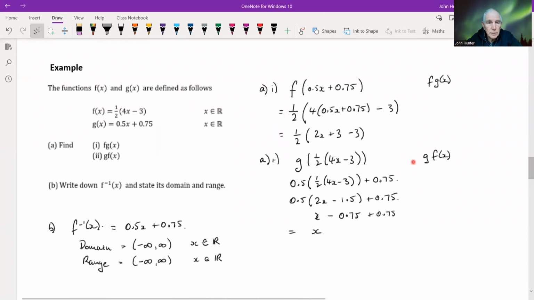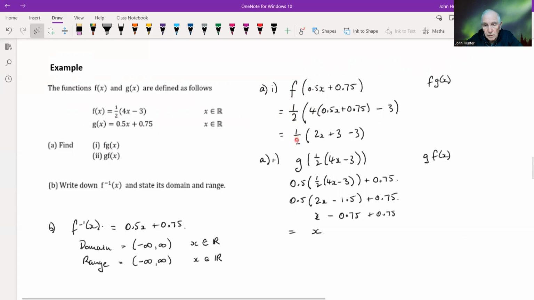How about this? Functions f of x and g of x are defined as follows. f of x equals a half into 4x minus 3, and g of x equals 0.5x plus 0.75. Find f of g of x. So what we want is f of g of x, which is this. If we then apply the f function, we multiply what's in the brackets by 4, subtract 3, and then take half of the total.